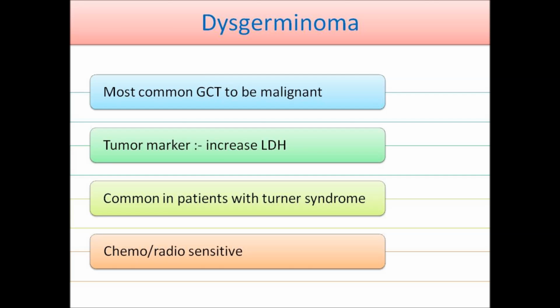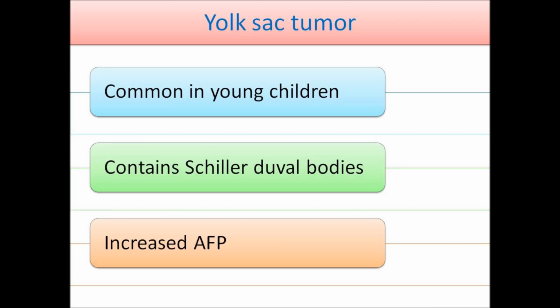Third type, we have the yolk sac tumor. The yolk sac tumor is common in young female children, and actually it is the most common ovarian tumor in girls under 4 years of age. However, this is not the most common age of presentation. It usually presents during the third decade, but still it is the most common ovarian tumor in children less than 4 years of age.